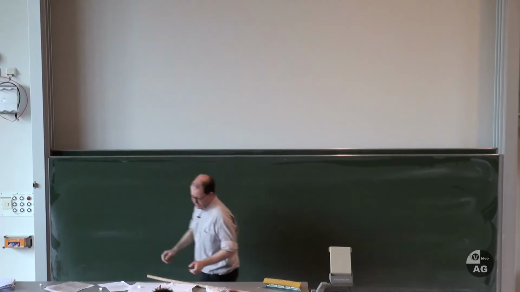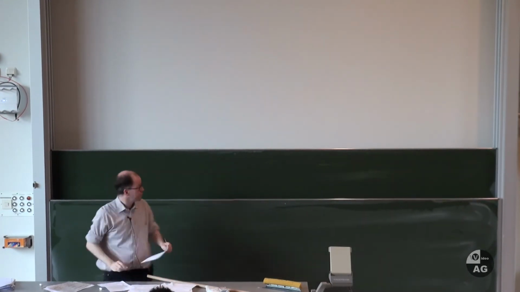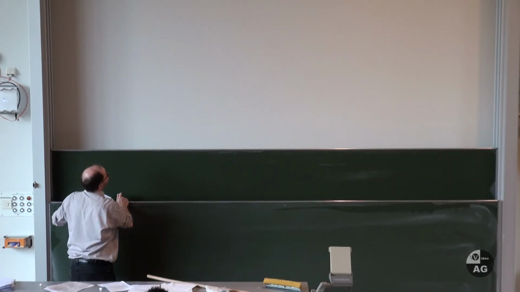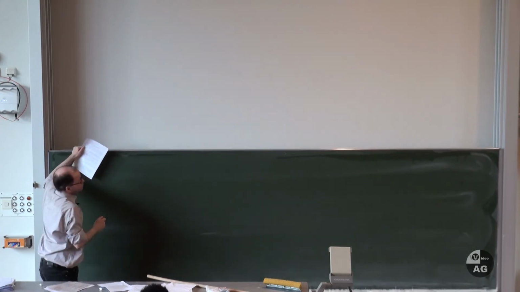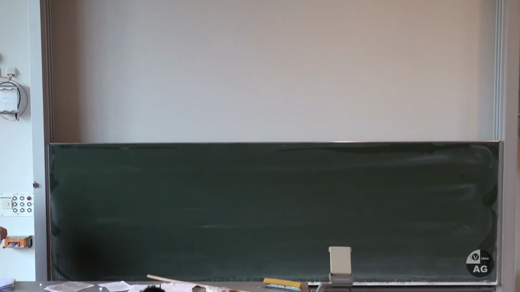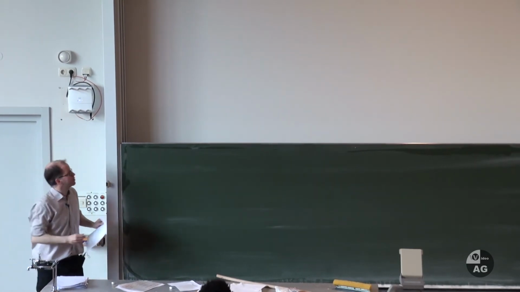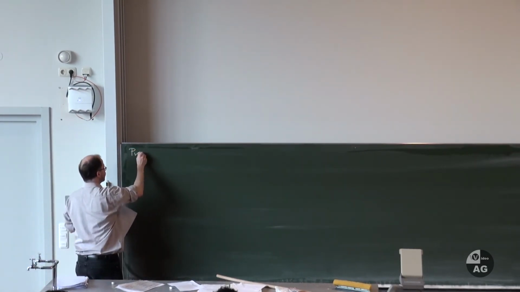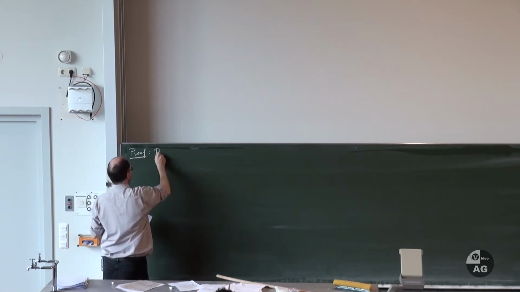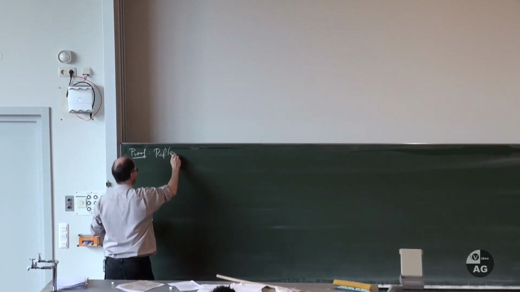Okay, let's try to prove this lemma, or at least let's start with proving this lemma. So what do we have to prove? We have to prove that this relation on the product of D1 to Dn is reflexive, transitive, and antisymmetric. So let's start with reflexivity.